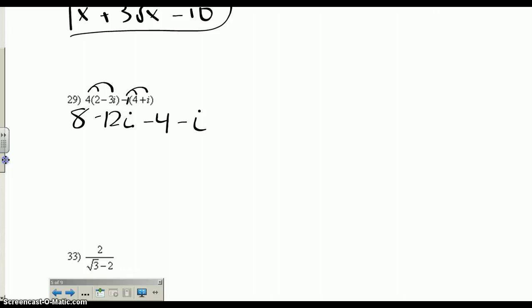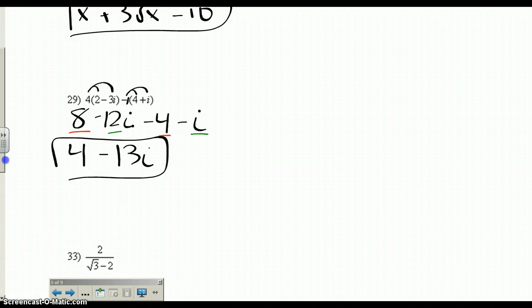And now I'm just going to combine like terms. 8 minus 4, the real part and the real part. And I'm going to combine the imaginary and the imaginary. So 8 minus 4 is 4, and negative 12 minus 1 is negative 13i. And that's our final answer.